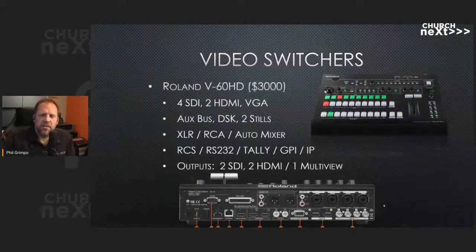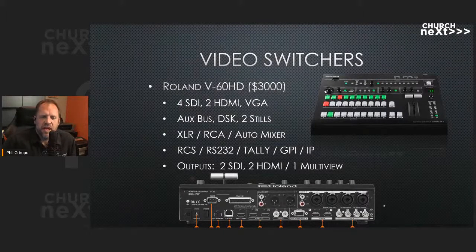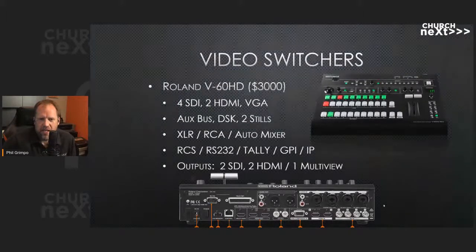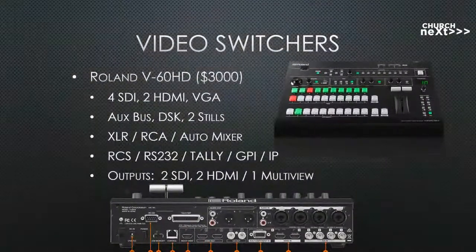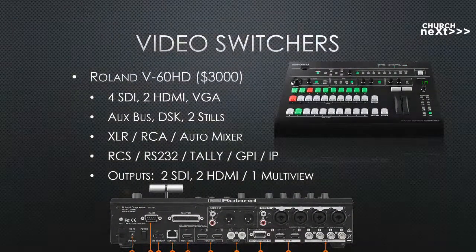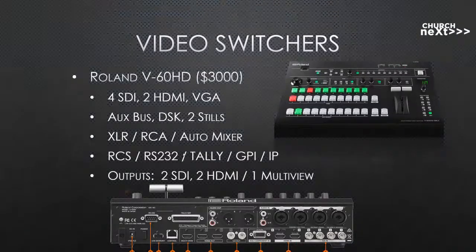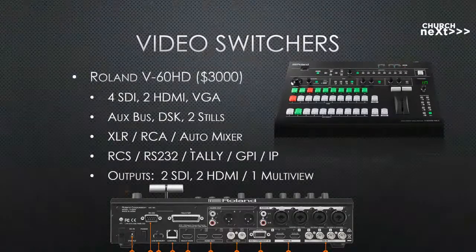Next one here, this is a little bit bigger Roland, the V60. It's $3,000 roughly. Has 4 SDI ins, 2 HDMI ins, a VGA in. It also has an aux bus, a downstream key. It has 2 still stores, which are really nice. So those are, if I have some graphics that I want to be able to stay or be able to punch up anytime I want, I can load those into this switcher. And what I like about this switcher is they stay. So maybe it's just a main title graphic for your church. Whenever you boot up the switcher, they're in there.